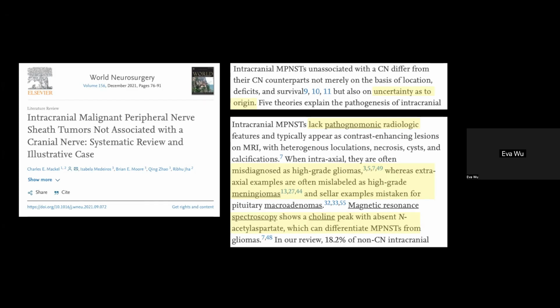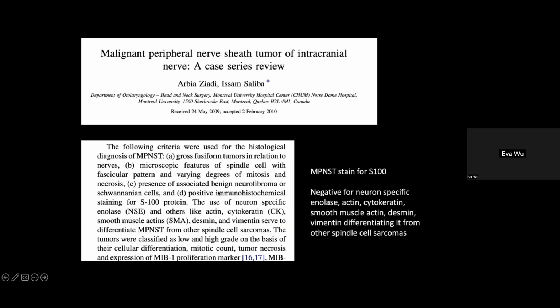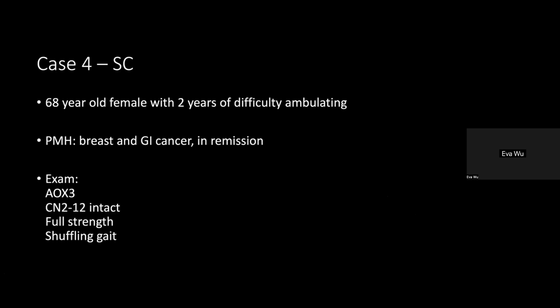And so MR spectroscopy, which we didn't do, can actually differentiate the MPNST from gliomas. A high choline peak with an absent N-acetyl aspartate is how you can differentiate MPNST from gliomas. And just a quick thing, MPNST stains for S100, but other spindle cell sarcomas are negative for these stains.